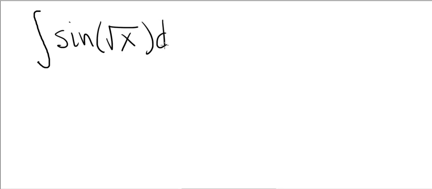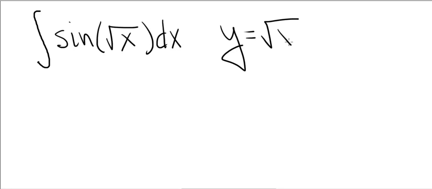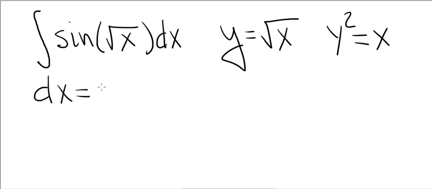We're going to evaluate the integral of sine of square root of x. First, we'll make a substitution to make computations easier. We're going to let y equal square root of x. We square both sides: y squared equals x, and therefore dx is equal to 2y dy.